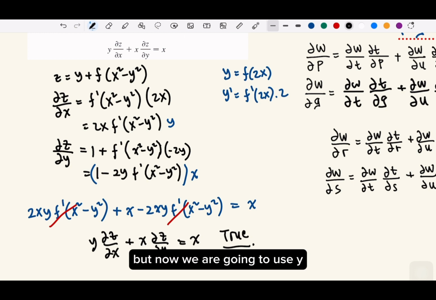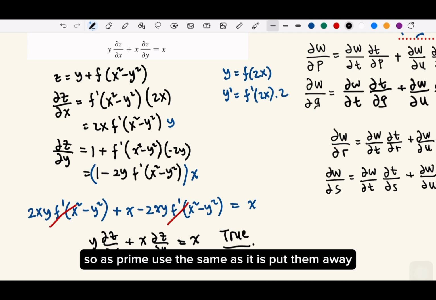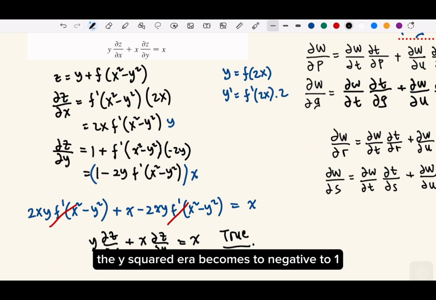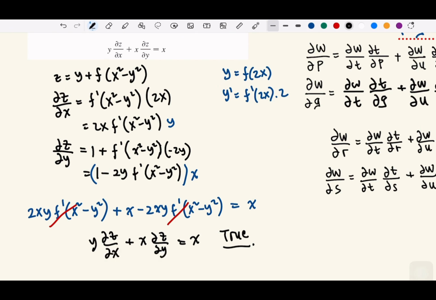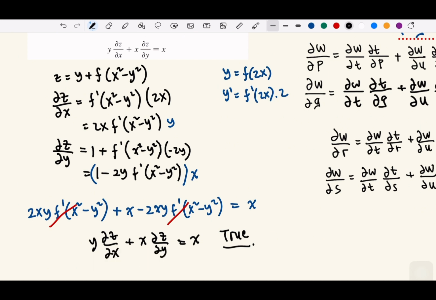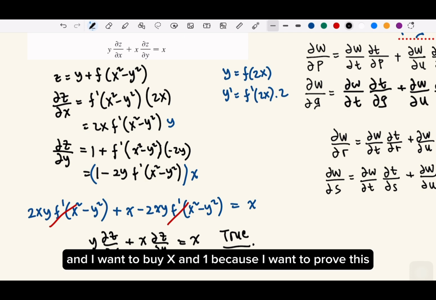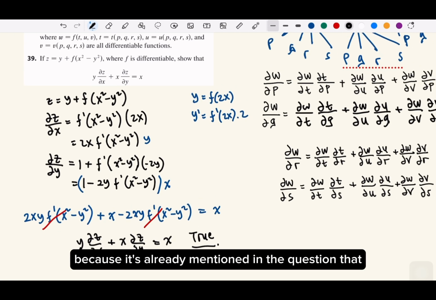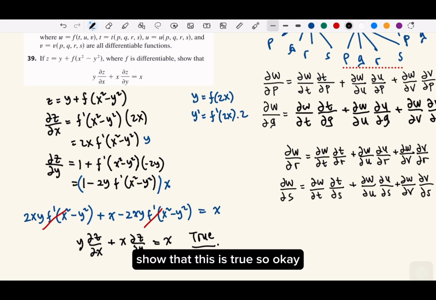Same thing with this one. But now we are going to use y. So f prime, use the same as it is, multiply with the y squared, derived becomes negative 2y. Right? Negative 2y. So we are going to have like 1 negative 2y f prime here. And I multiply x and y because I want to prove this. Okay, I want to prove this, because it's already mentioned in the question that we show that this is true.